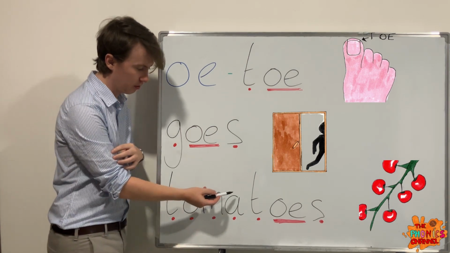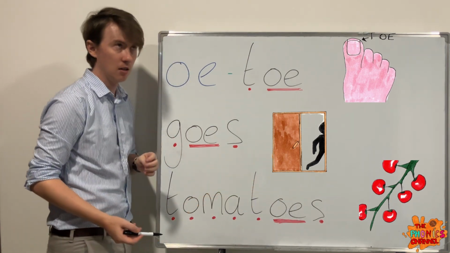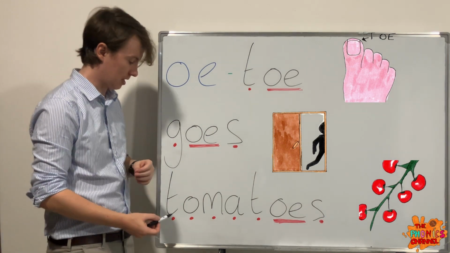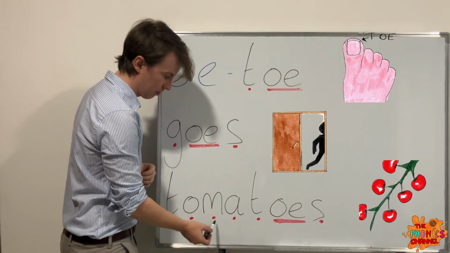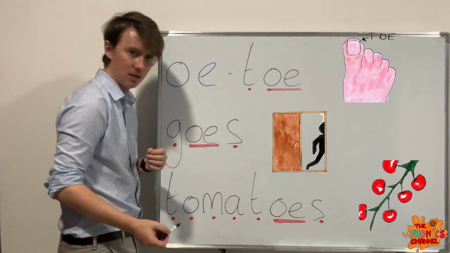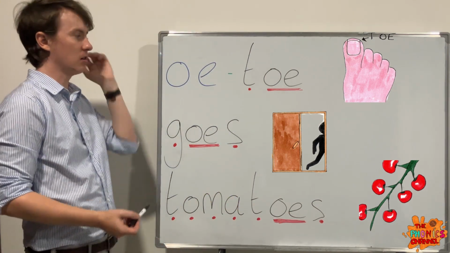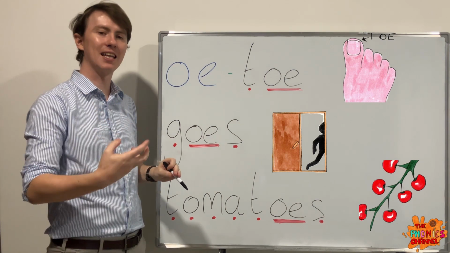One, two, three, four, five, six, seven, eight. Eight letters. How many sounds? T-o-m-a-t-oes: one, two, three, four, five, six, seven. Seven sounds. Okay, so let's go through them all again together.